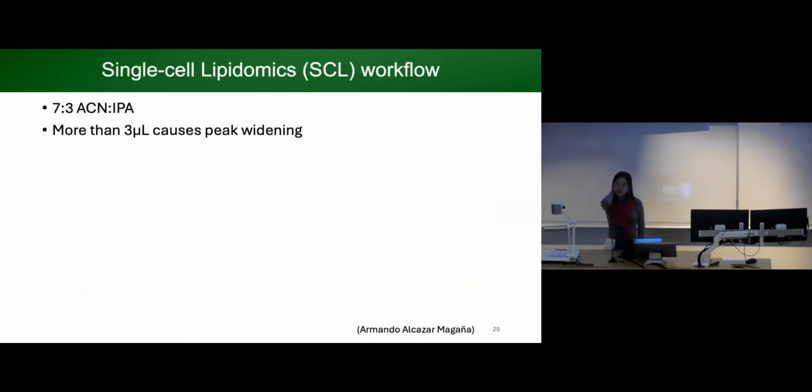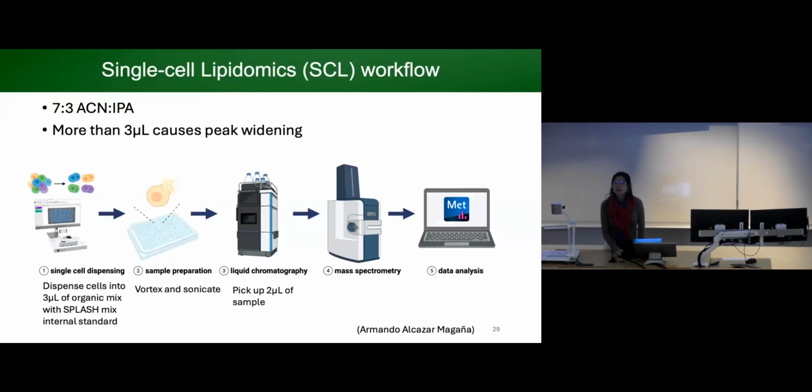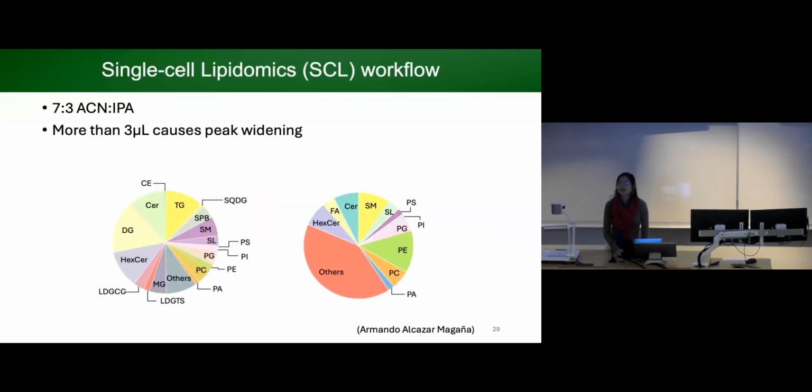This is with help from this amazing person in our lab, Armando, who's also sitting in the audience today. The workflow is very similar to proteomics, but instead of water, we are dispensing the cells into 3 microliters of organic liquid, and then we vortex and sonicate to extract the lipids, and then run it on liquid chromatography and mass spec for lipid analysis. These are the lipid classes that we get, which is generally what we're expecting from the biology, which is good. So we are seeing the common lipids using this workflow.